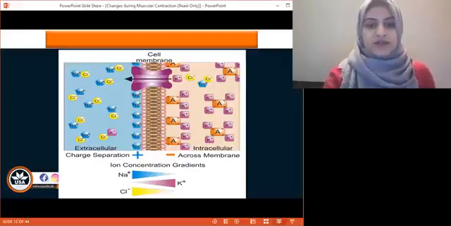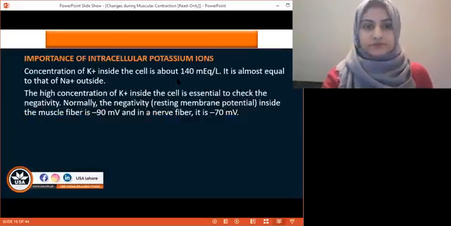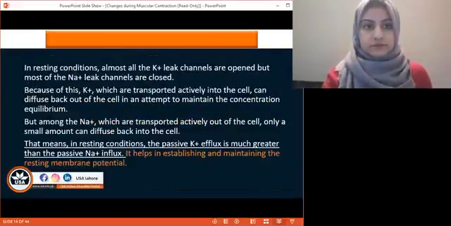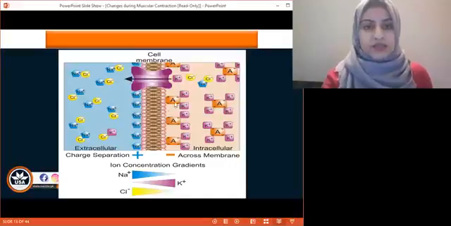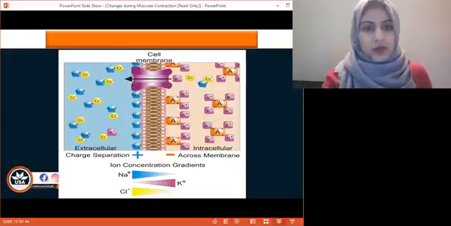Here we have this diagram, which you can see. This is the cell membrane, which has the sodium-potassium pump. This is the intracellular surface, and this is the extracellular surface. All the potassium ions inside are moving outside, and all the sodium ions have to move inside.